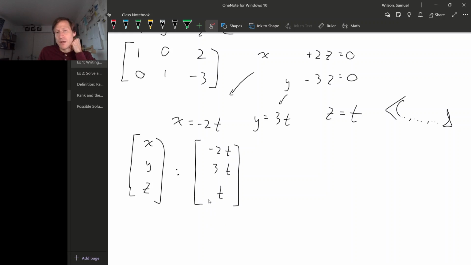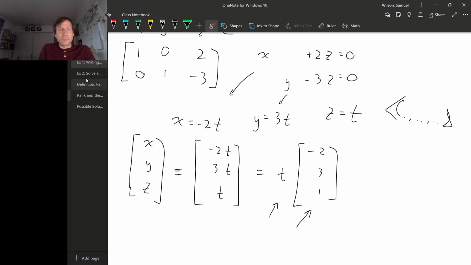All right. One thing we can do with this is realize that all of these coordinates have t in them, so we could move t out front and write this as the vector minus 2, 3, 1 times a scalar t. So this gives us a nice expression for what the collection of solutions looks like. It's just all multiples of this vector minus 2, 3, 1.